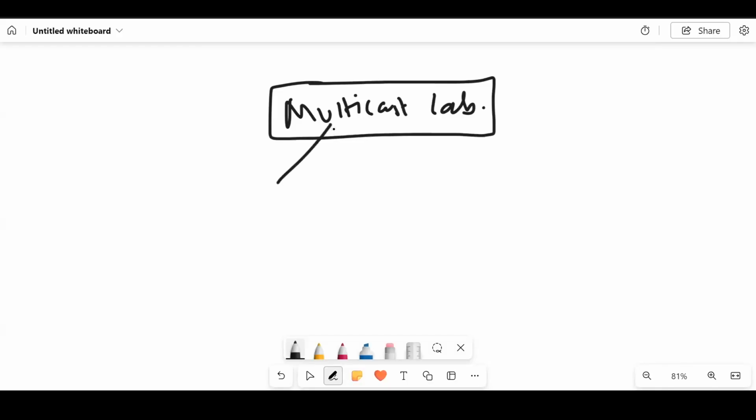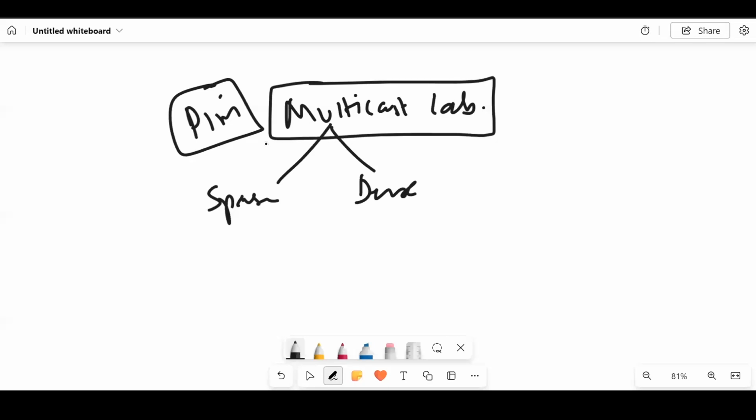So multicast is basically used for one-to-many, as we all know. And multicast basically works in two different modes. That is sparse mode, and we basically make use of PIM protocol, that is protocol independent multicast. So PIM protocol is the industry standard protocol for hosting multicast on the network. And PIM works with the concept of sparse mode and dense mode.